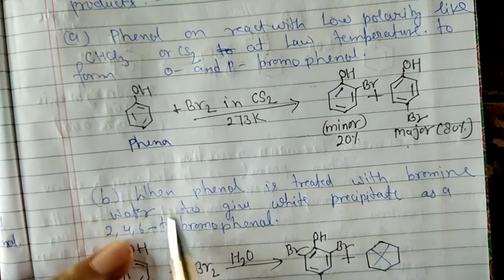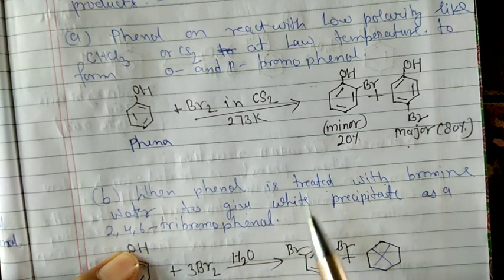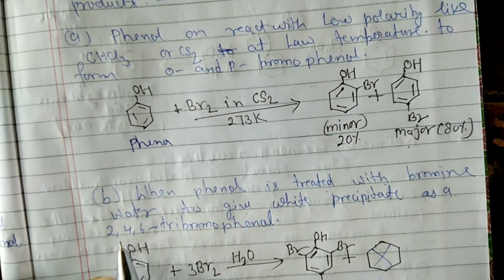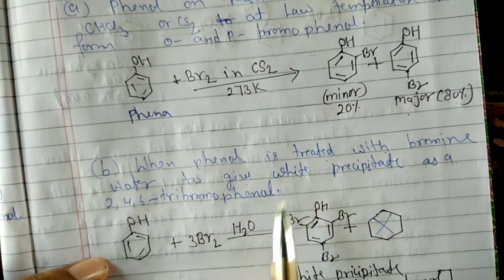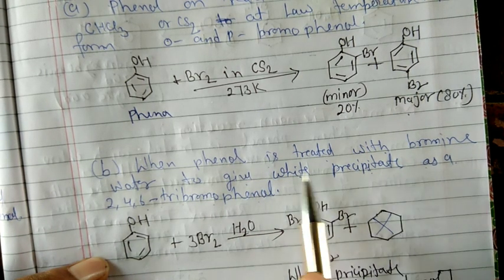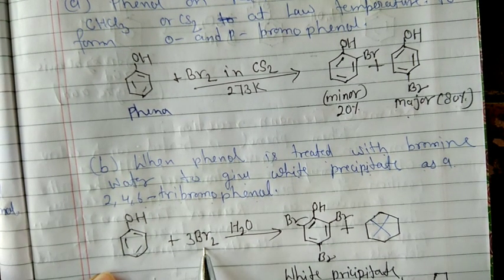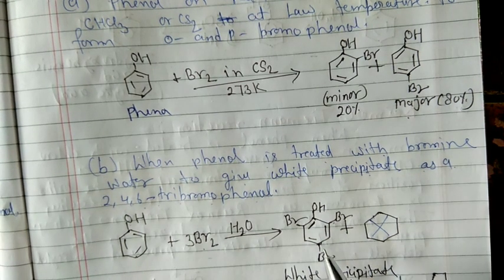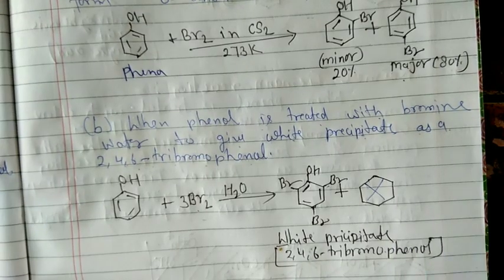And B, when phenol is treated with bromine water, it gives a white precipitate of 2,4,6-tribromophenol. This tribromophenol is a white precipitate. So phenol reacts with bromine in the presence of water to form 2,4,6-tribromophenol, a white precipitate. Okay, it is a white precipitate.